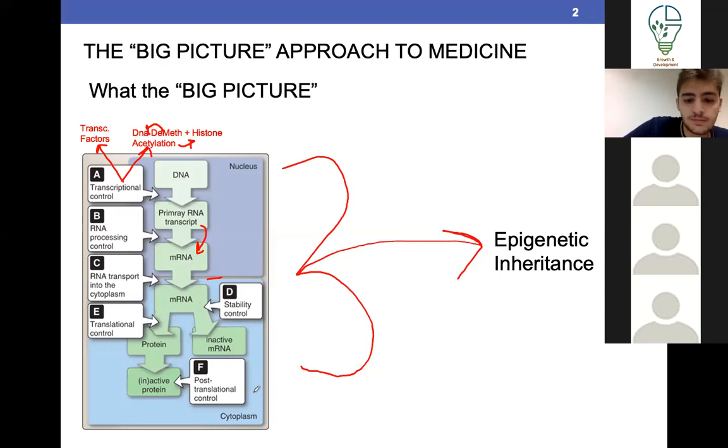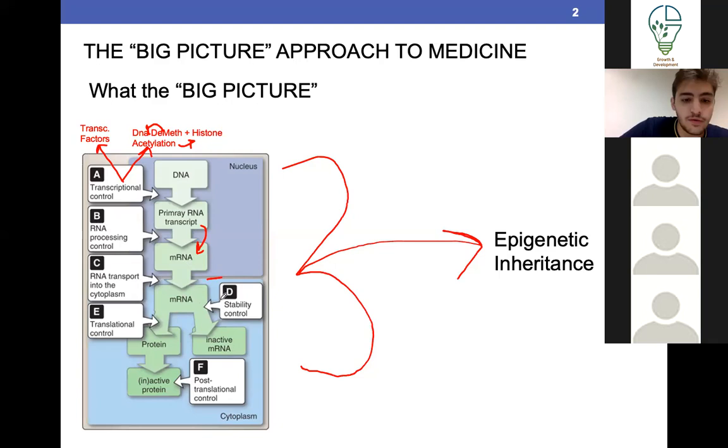Okay. So RNA transport into the cytoplasm. Not all the mRNAs are transported into the cytoplasm, and hence not all of them are translated. That's another way of controlling it. Stability control. The mRNA has a certain lifetime. So if it's in the cytoplasm for long, it gets translated more, and hence more proteins, more phenotype.